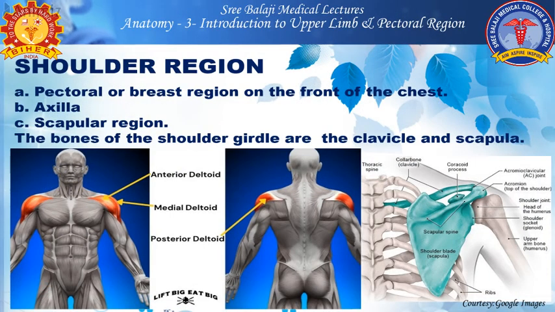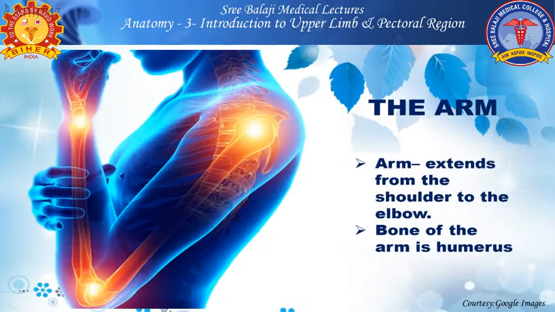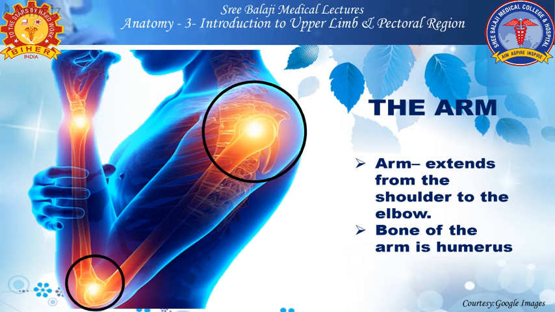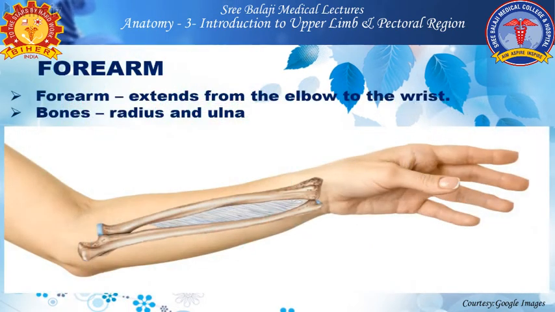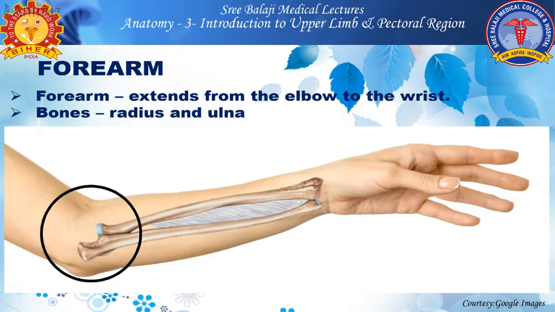The shoulder region contains the pectoral or breast region on the front of the chest, then the axilla and the scapular region. The bones of the shoulder region are the clavicle and scapula. The next part is the arm. It extends from the shoulder to the elbow. The bone of the arm is the humerus. The forearm extends from the elbow to the wrist. It contains the radius and ulna bones.